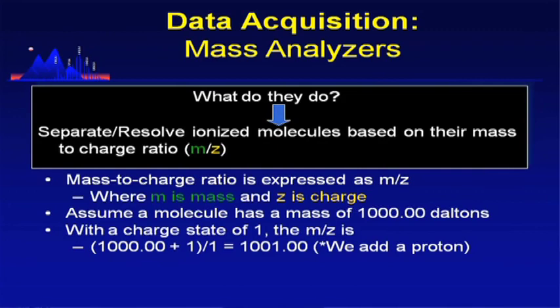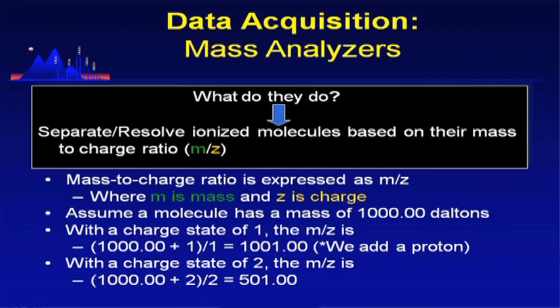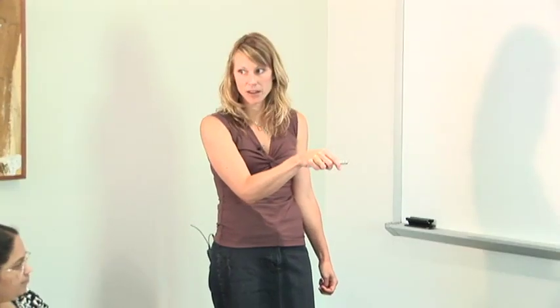That's what we'll detect. Now, if we were doing this by electrospray, so now we have a charge state of 2, the same peptide is going to look like 501 to us because we're going to have 1,000 plus 2, because now we have 2 protons, divided by 2, because we have 2 charges, to give us 501. So we will actually see 501 in our spectrum, but that corresponds to a peptide of 1,000 Daltons.